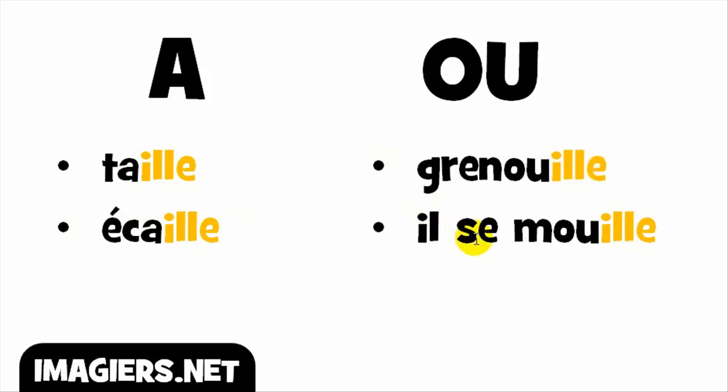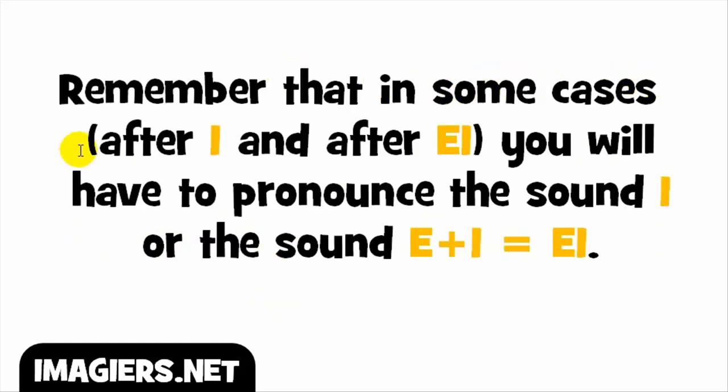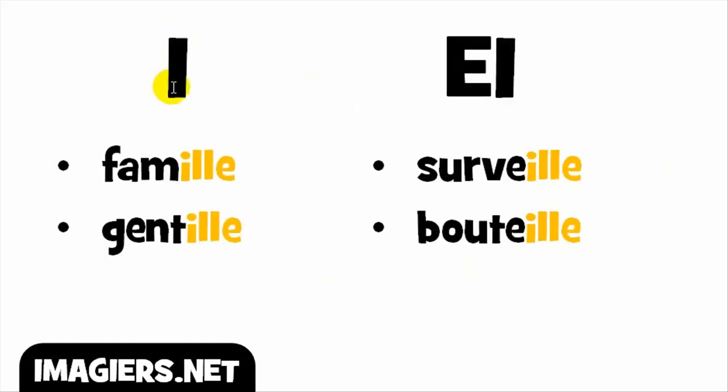grenouille, il se mouille. All right, so remember that in some cases after I and after E, you will have to pronounce the sound I or the sound E plus I, so when you combine the vowel E plus the vowel I, you get the sound E. Let's see now a few examples. With this I vowel, you pronounce this I, so you get famille. Same thing here, gentille. Remember to pronounce this I.